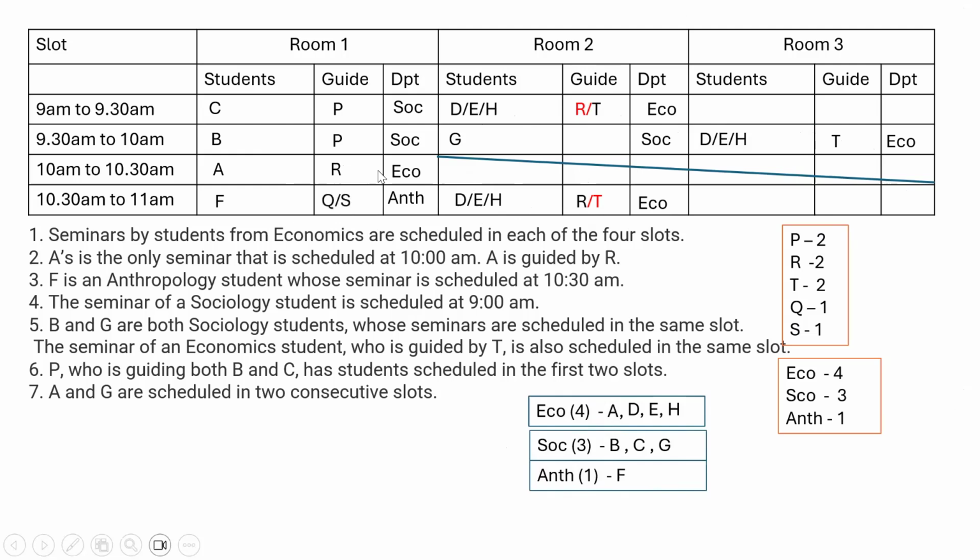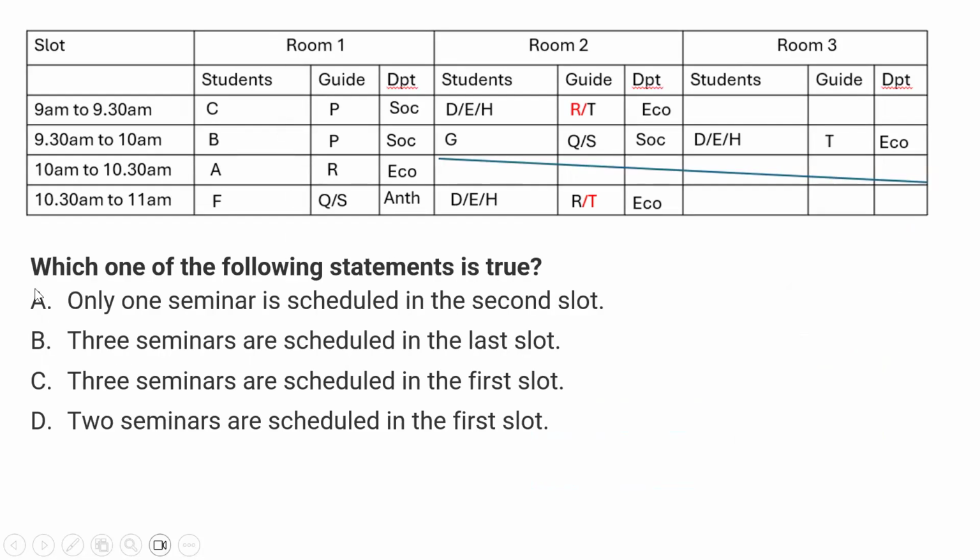So Q and S will be guiding either the anthropology student F or G. Q can guide G or F, and S can guide G or F. So this is the whole matrix we have captured, the table information available with us. Before that, we will also capture that P is guiding B and C, and S can guide F and G. R can guide two of them, and T can guide two of them. Now we will start with the questions, and we can look into the table to answer them.